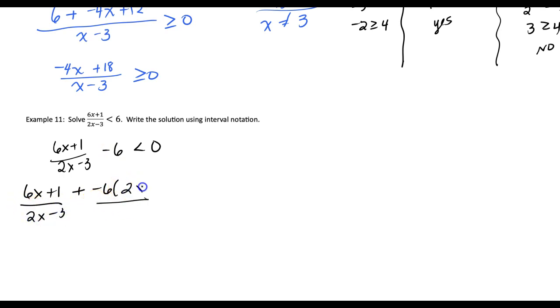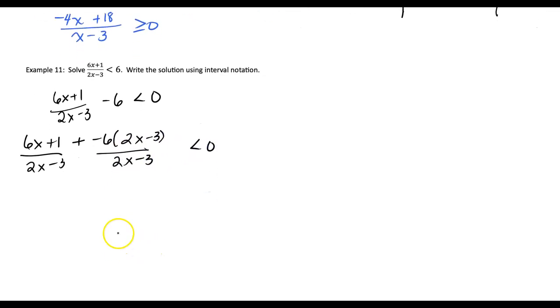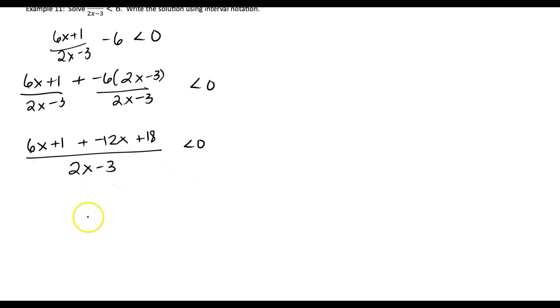And I'm going to multiply by 2x minus 3, both to numerator and denominator, to get that common denominator. And now I'm going to write it as one fraction, 6x plus 1. And then I'm going to distribute to get negative 12x plus 18. And then over the common denominator, 2x minus 3. Simplifying the numerator, I have a negative 6x plus 19, and denominator 2x minus 3.